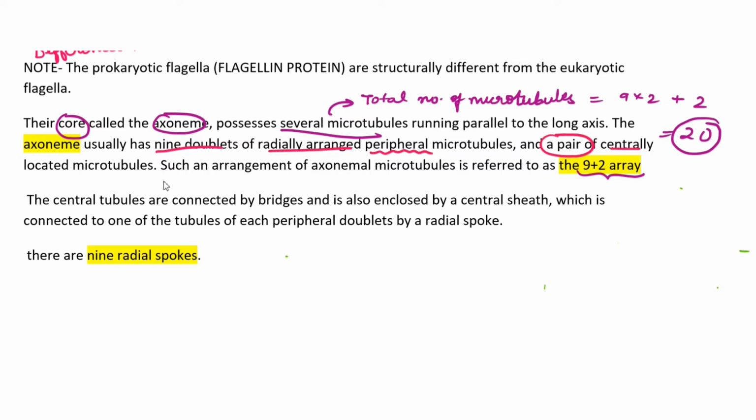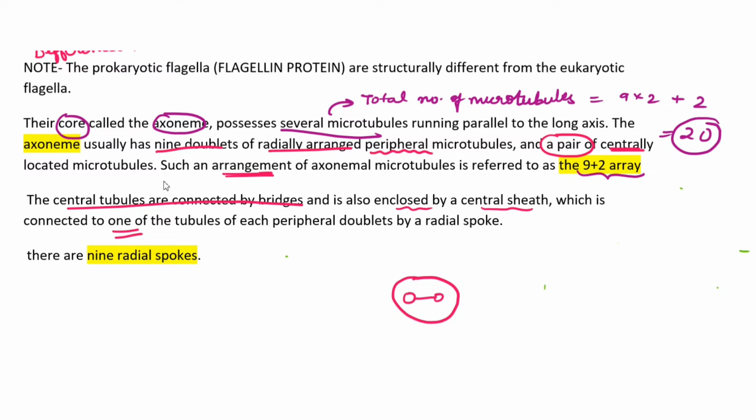Clear? The central microtubules are connected by bridges. Yes, there are 2 central microtubules, both of them connected by bridges. This is known as the bridge. Understood? And it is also enclosed by a central sheath. Yes, we saw that there is a central sheath around that one pair of microtubules in the center, which is connected to one of the tubules of each peripheral doublet. What is that connected to?